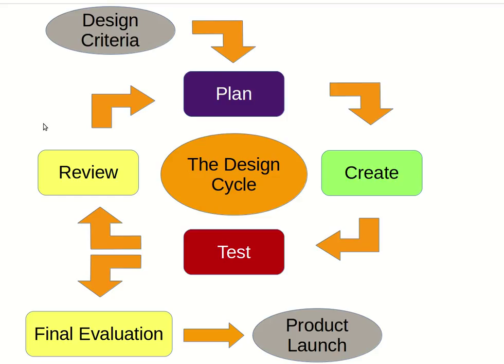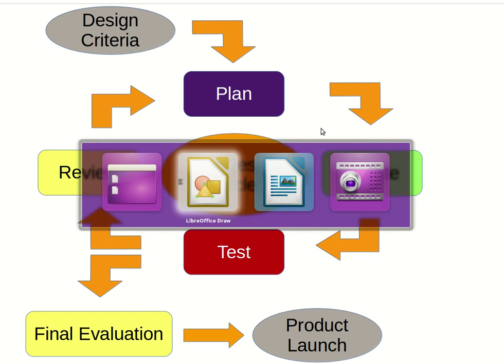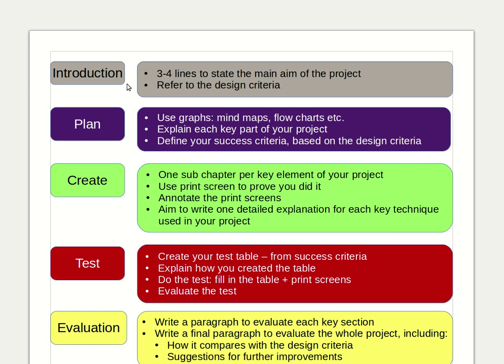Now, if instead of using this graphic drawing, we line them up in a linear fashion, we would start with an introduction, of course, just very short, 3-4 lines, just to explain what the main aim of a project is. It's a good idea to refer back to your design criteria at this stage.